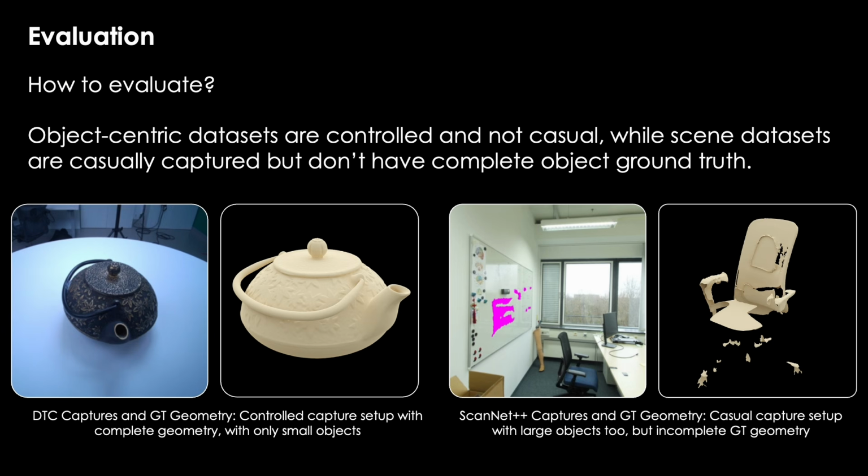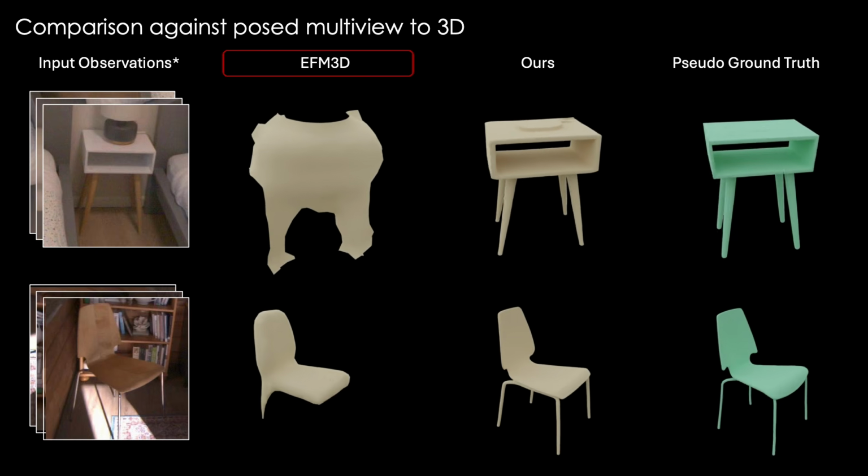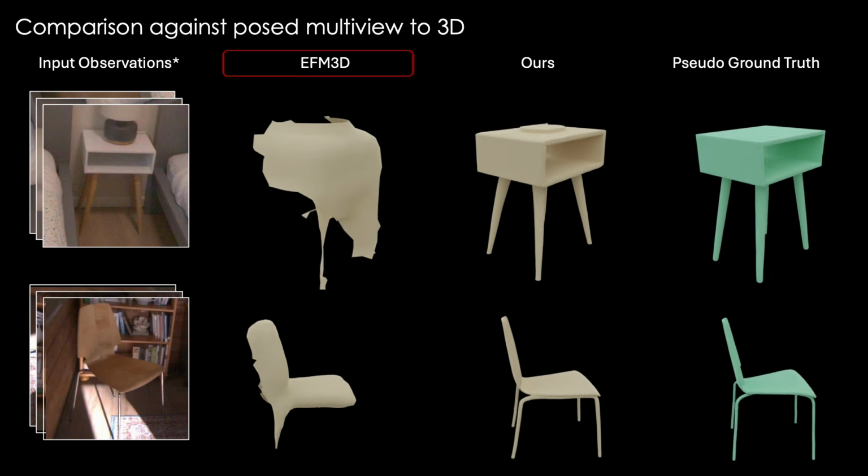Since it's difficult to evaluate object-centric reconstruction in casual setups with existing datasets, we further introduce a new evaluation dataset that provides complete 3D geometries across a wide range of categories in real-world casual sequences. We show that ShapeR outperforms state-of-the-art shape reconstruction and generation.